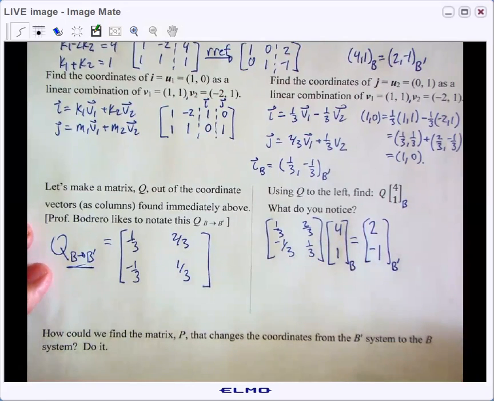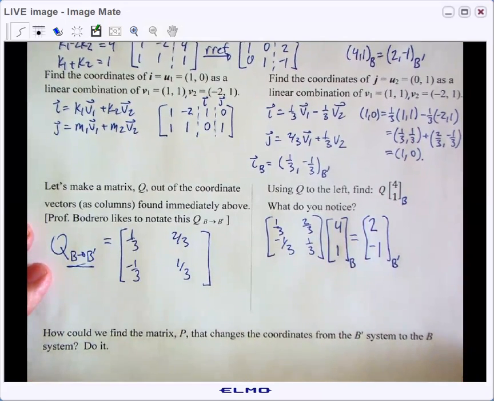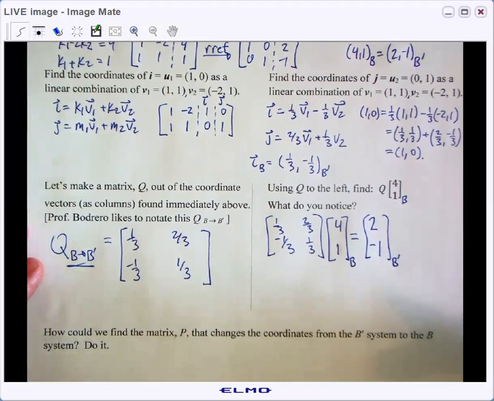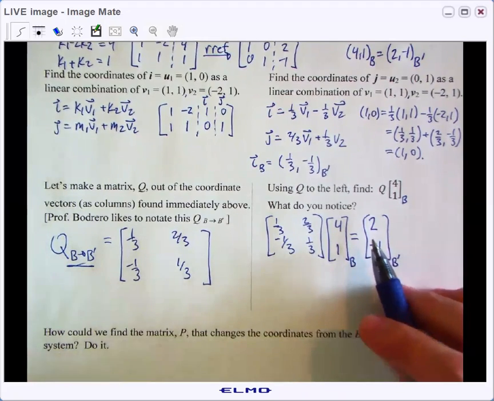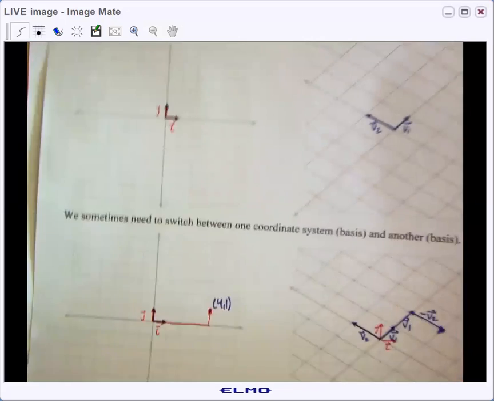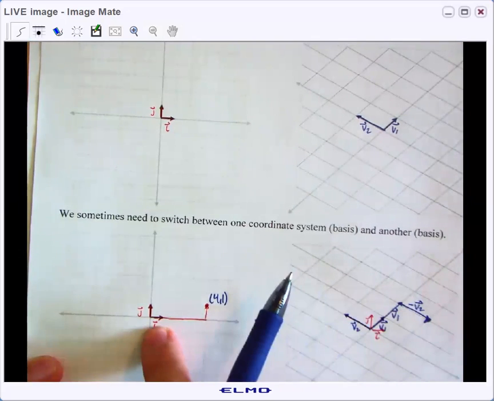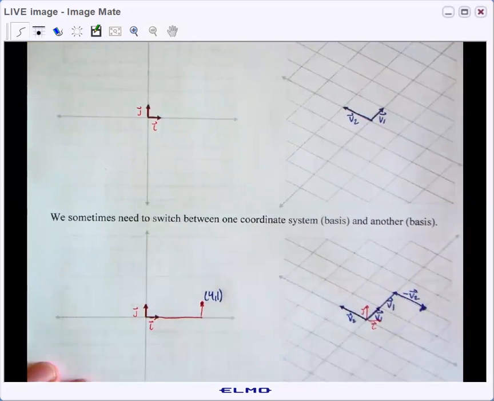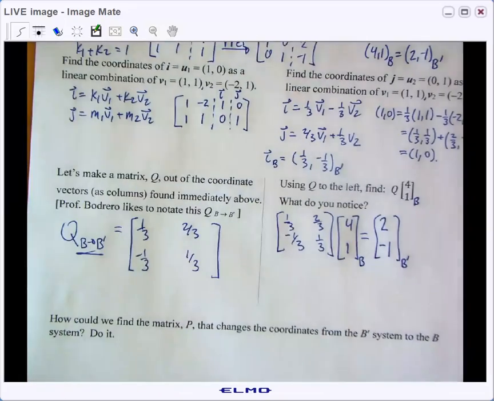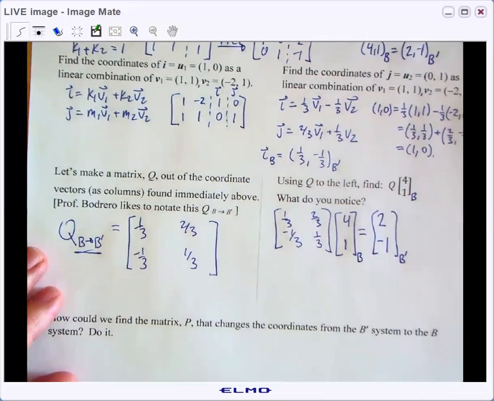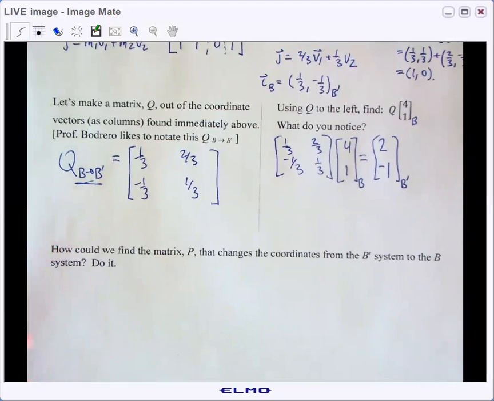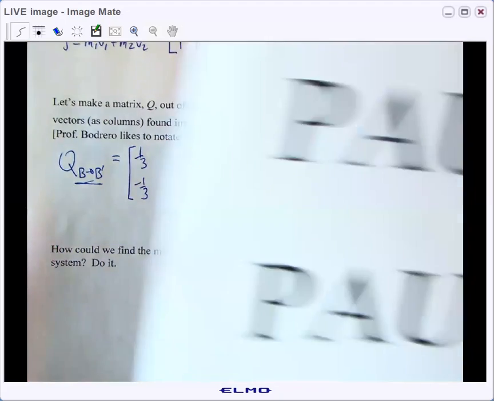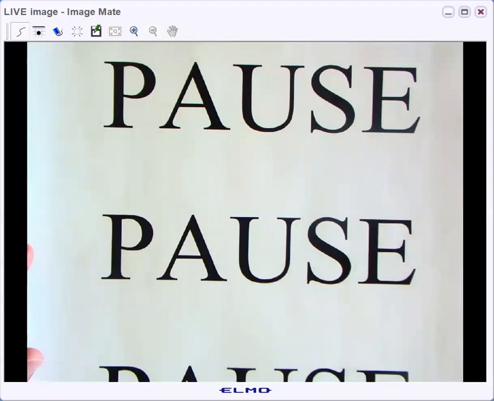Could we find the matrix that will transition us from the blue basis vectors, the V1, V2 basis vectors, back to the red IJ vectors? And the answer is yes. I'm going to let you think about it for a minute, and we'll pause the video while you do that, and then we'll come back and talk together.